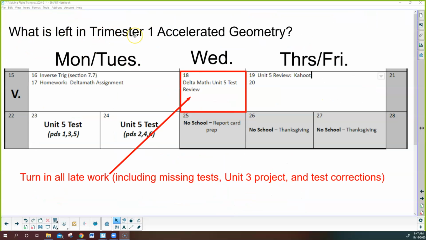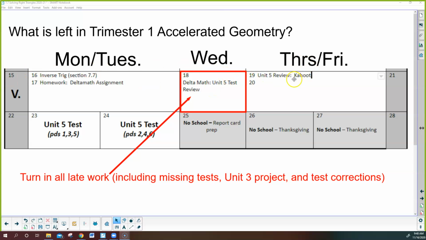So what's left in trimester 1 of accelerated geometry? Today we are right here. We're doing section 7.7. It's the last new learning of this trimester. On Wednesday, we're going to do a Unit 5 review in Delta Math. And you should also turn in all your late work, including missing assignments. If you didn't do the Unit 3 project yet, or if you didn't take a test yet, get that stuff done right now. And if you want to do test corrections for 70% back, those all have to be due by Wednesday. You should have been working on that over the weekend.